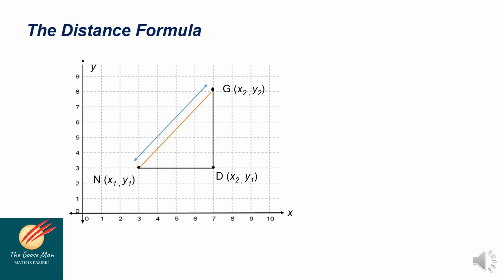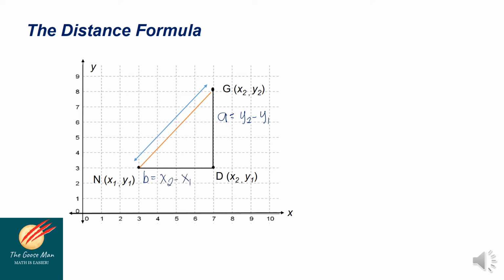For us to have a better understanding of the distance formula, let us consider the triangle NGD. The line segment GD is considered as the height of the triangle NGD. So I can write this as A is equal to the difference of y sub 2 minus y sub 1. On the other hand, the line segment ND is the base of the triangle. So base is equal to x sub 2 minus x sub 1.